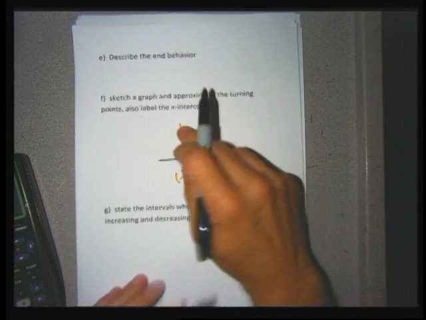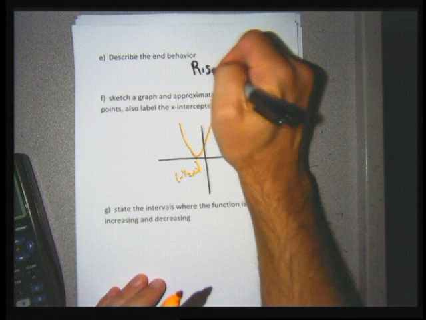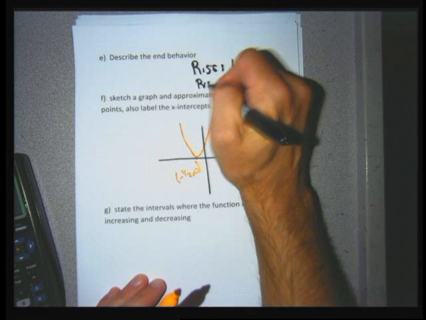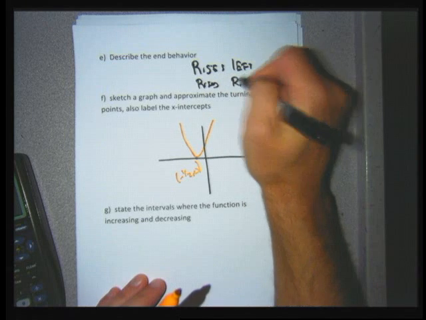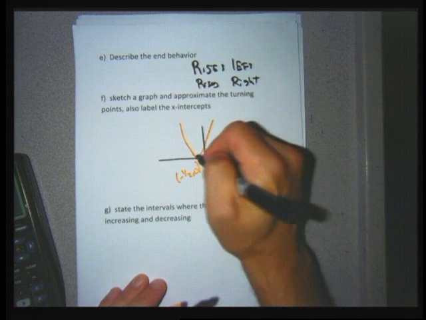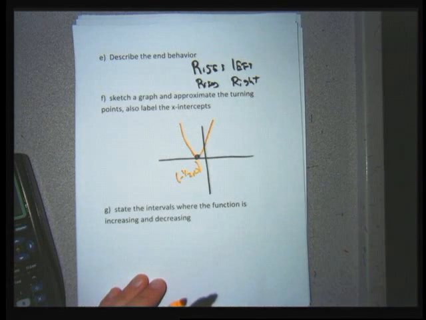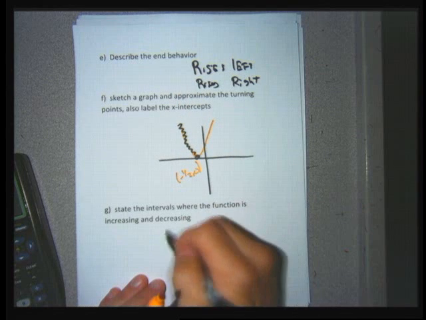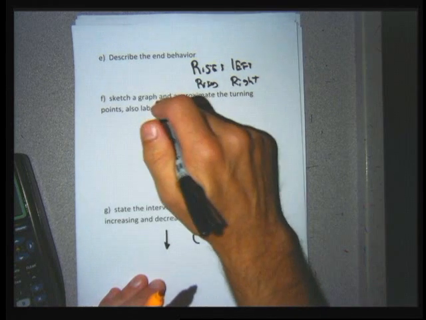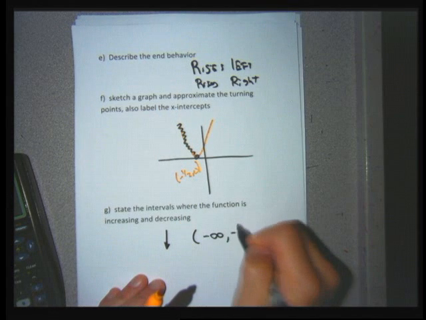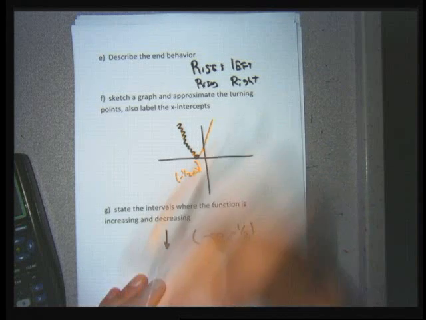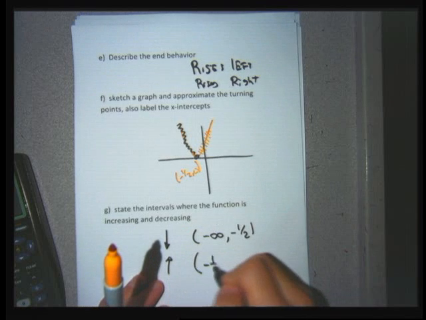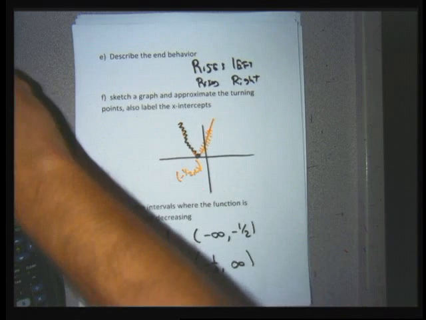For the end behavior, it rises on the left side, and also rises on the right side. Nicely, the only turning point is an intercept, so there are no more points to find. This region of the graph as I move from left to right is decreasing. So I can define that as from negative infinity to negative 1/2 in terms of the x's. And this region where it's increasing is from x equals negative 1/2 to x equals infinity.